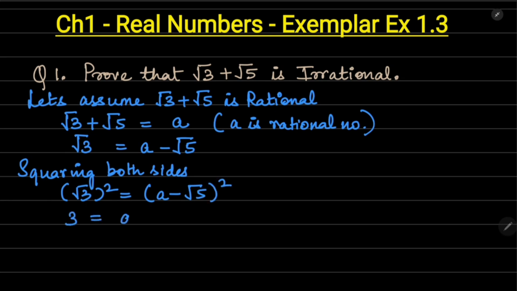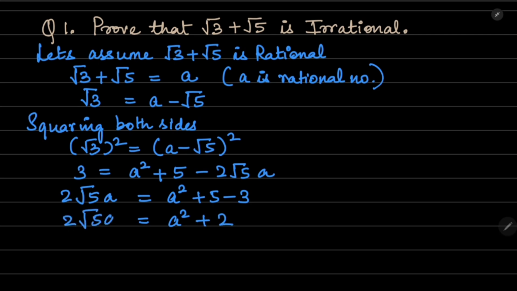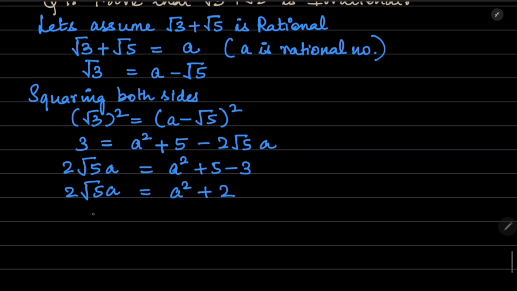So 3 is equal to A square plus 5 minus 2 root 5A. Let me take 2 root 5A to one side. So 2 root 5A comes to the LHS, and A square plus 5 minus 3 goes to the RHS. So now you have A square plus 2. So 2 root 5A equals that. Now what is root 5 equal to? 2A goes to the denominator. So A square plus 2 divided by 2A.